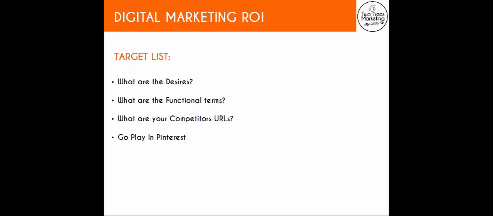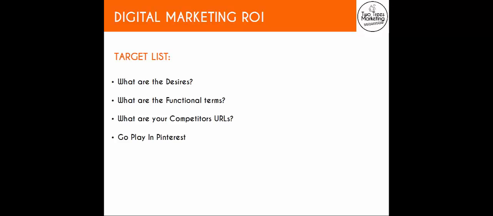So first thing to do is to create a target list. We want to put down as many of these desires as you can think of. What is it they're actually trying to achieve? If you sell running shoes, they don't want to go running, they want to get fit, they want to look good naked, they want to be healthier, but in general it's to look good naked. So what are the functional terms that they would search for as well? The same thing, like they would be searching for running shoes, cross-country shoes, shoes for men.